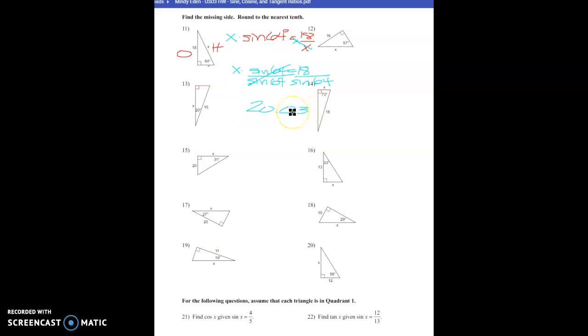All right, so let's do a different one. So let's see, let's do number 16. So here's 33. So the angle given, this side is opposite, and then this side with the 33 is adjacent. So opposite and adjacent is tangent.